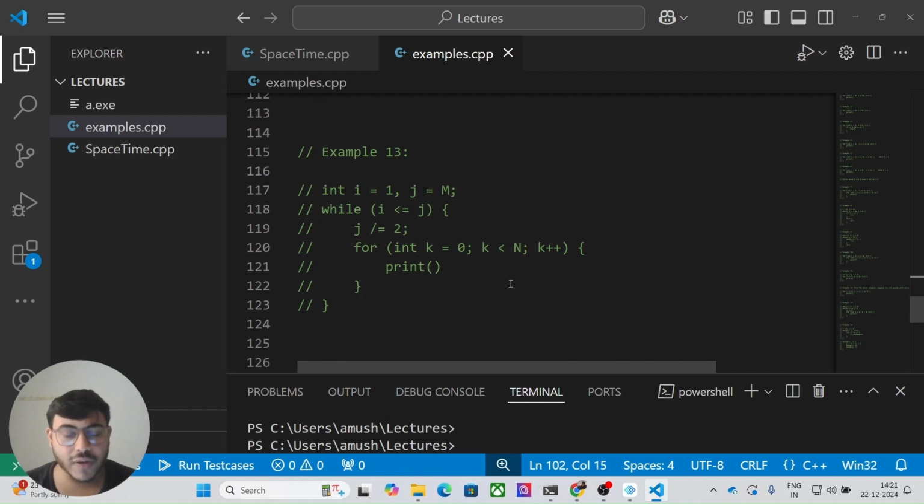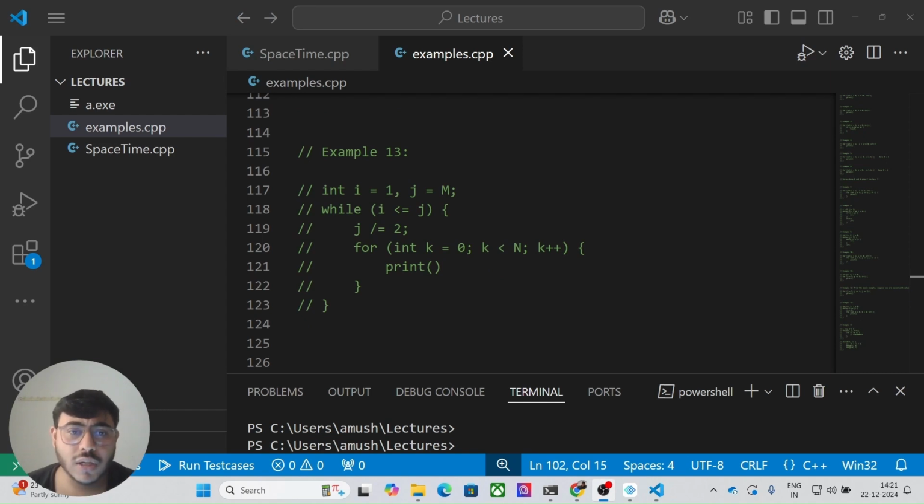Okay. Now we come to this part. Here we can see i starts from 1, goes up to m, and i less than or equal to j, with j divided by 2. So we can already see that every time j is divided by 2. That means logarithmic time complexity, since every time you are dividing by 2. Let's say it was m, then m by 2, then m by 4, m by 8, m by 16, and so on. And every time j is updating.